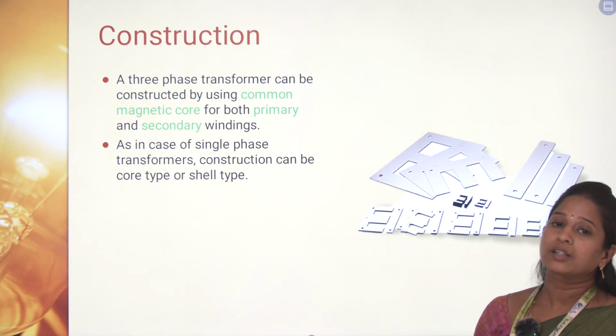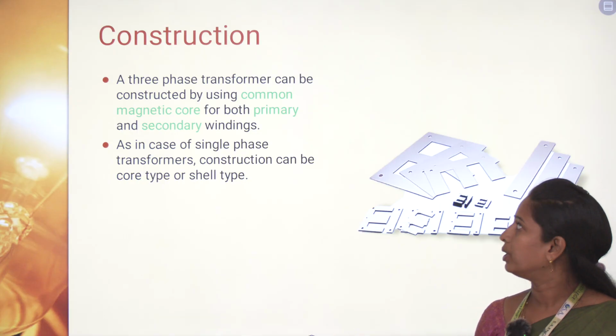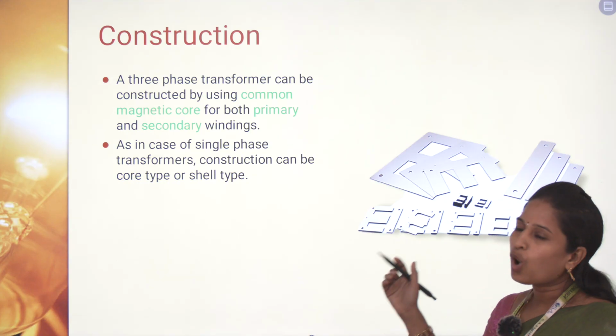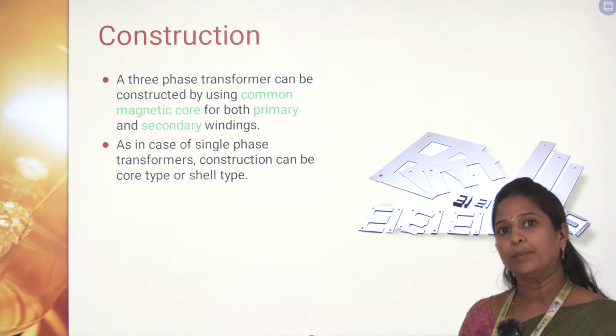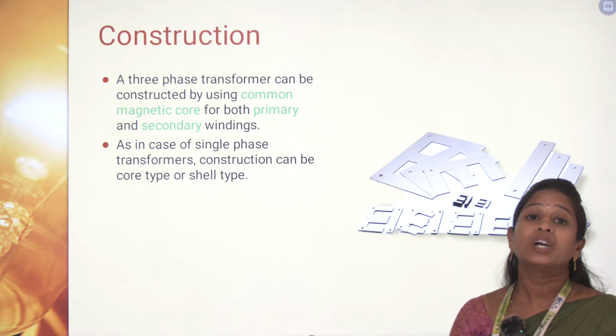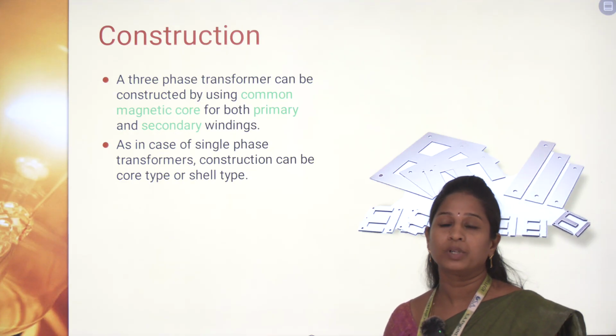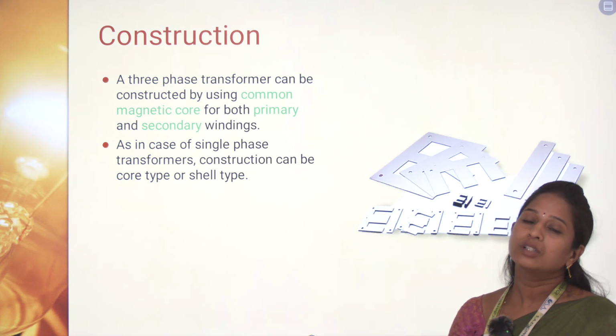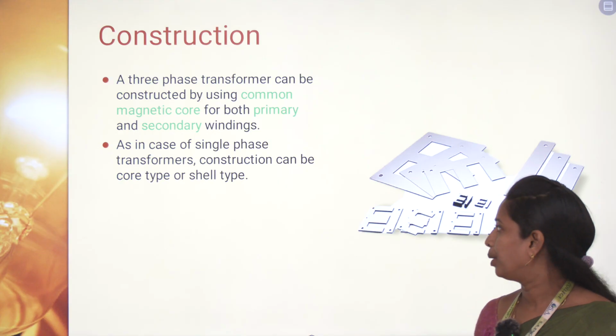Then what is the construction of the three-phase transformer? The three-phase transformer can be constructed with a common magnetic core for both the primary winding as well as the secondary windings. In comparison with the single-phase transformer, here the construction can be either a core type or a shell type.